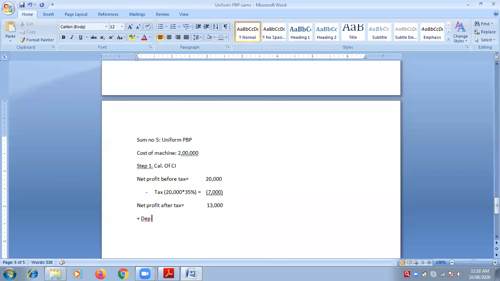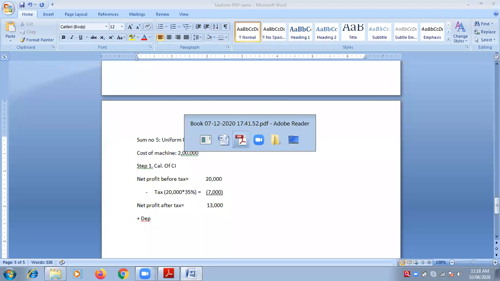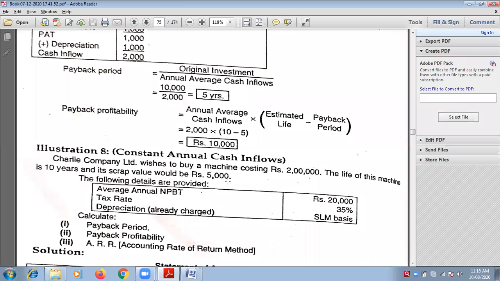We need to add depreciation. What is the amount of depreciation given in the question? Is it given in the question? No. They say depreciation on SLM basis. SLM basis means straight line method. So what is the formula for straight line method?